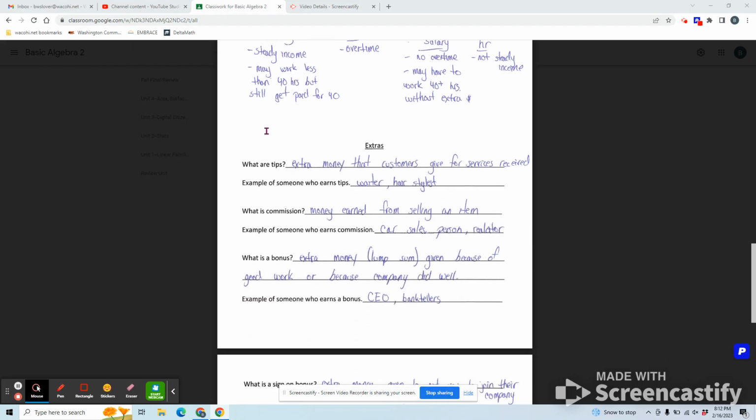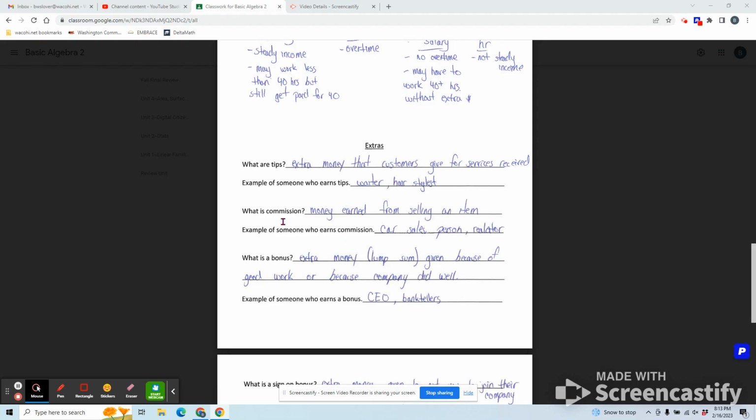Now, extras. So sometimes you're in a profession where you get tips. Tips are extra money that customers give for services received. The best example is a waiter. You go to a restaurant, you have a waiter, they bring you food, they clear your plates, take your order, all that stuff, and you leave a tip. Or a hairstylist. They do a good job, you give them a tip.